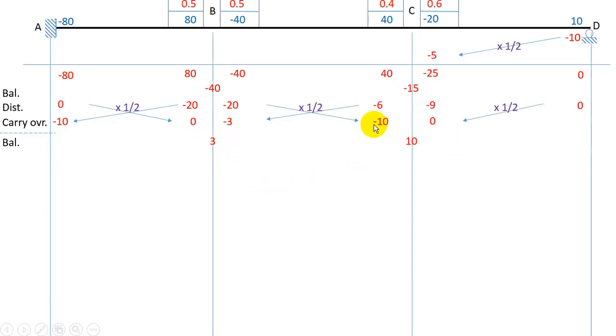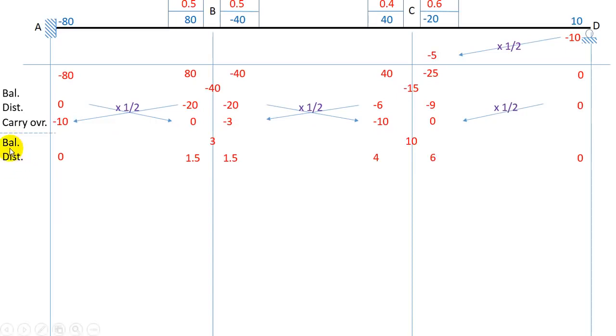Same here, -10 plus 0 is -10. To resist it, my beam has to provide +10. Second step is distribution. I distribute this. 3 into 0.5 is 1.5, 1.5. Again 10 into 0.4 is 4 and 6. And here it is 0.